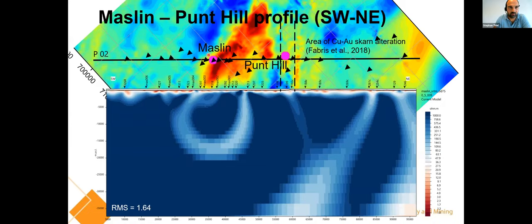This is the southern one, where I've rotated the image a little bit. Two prospects, again, really nicely constrained with some very narrow pathways. And this is an image that goes down to the lower crust, 35 kilometers. We see crustal conductors punching up through to the surface, very similar to what we've seen with Olympic Dam.